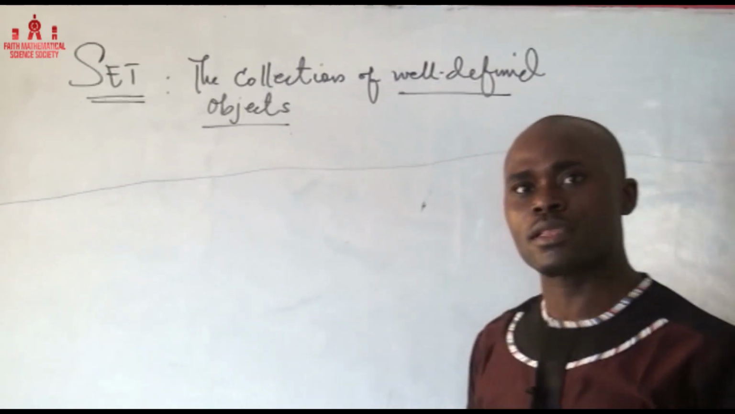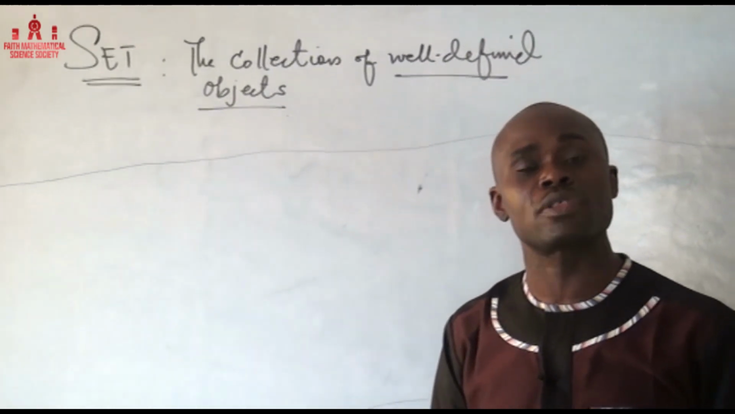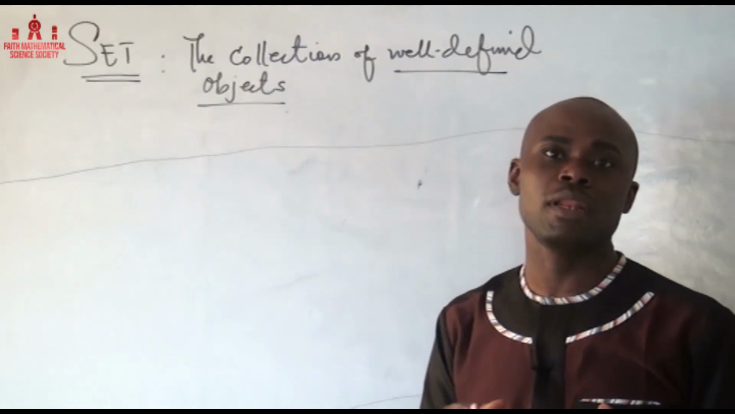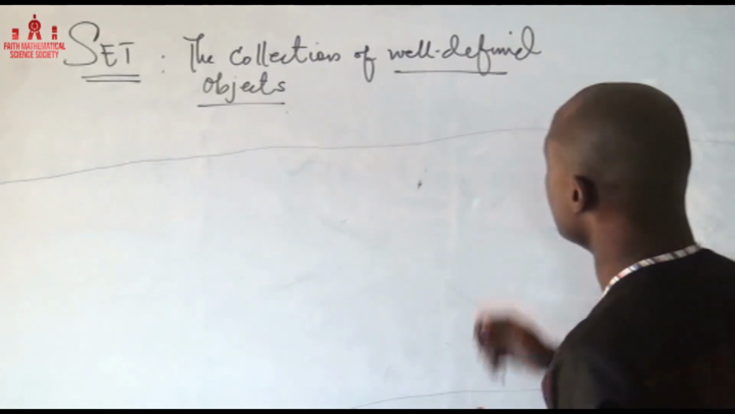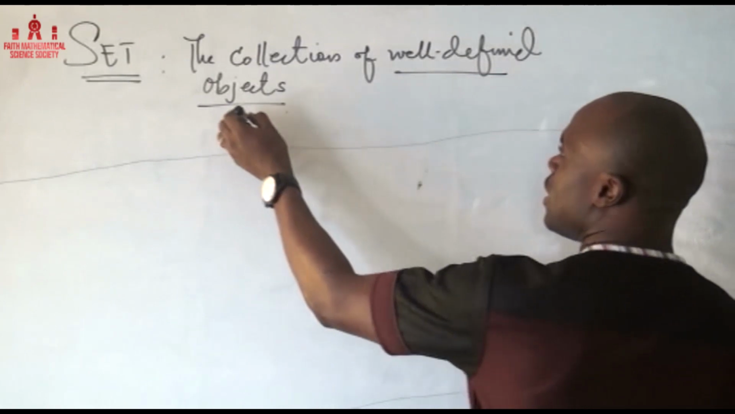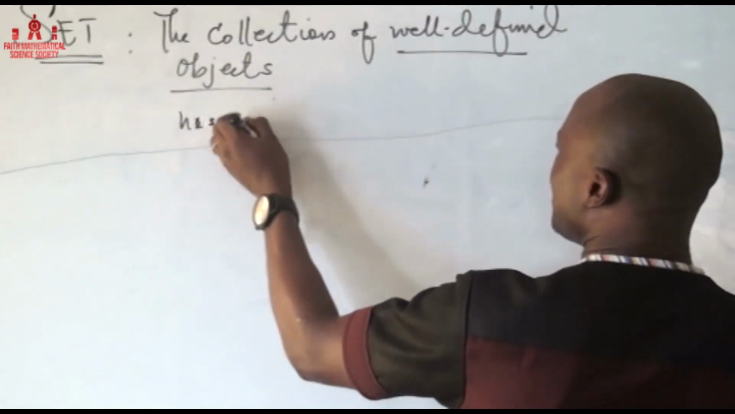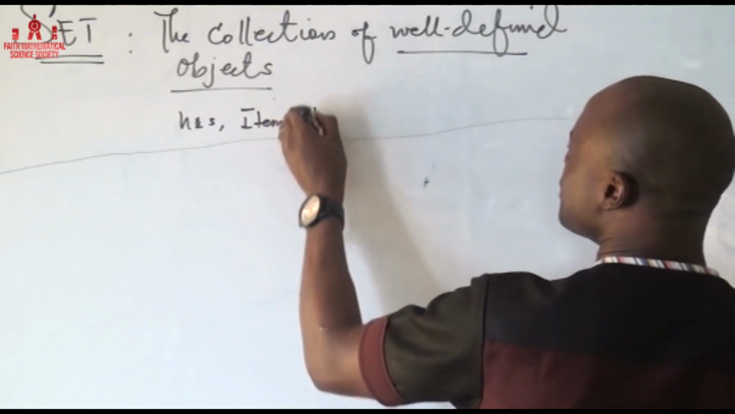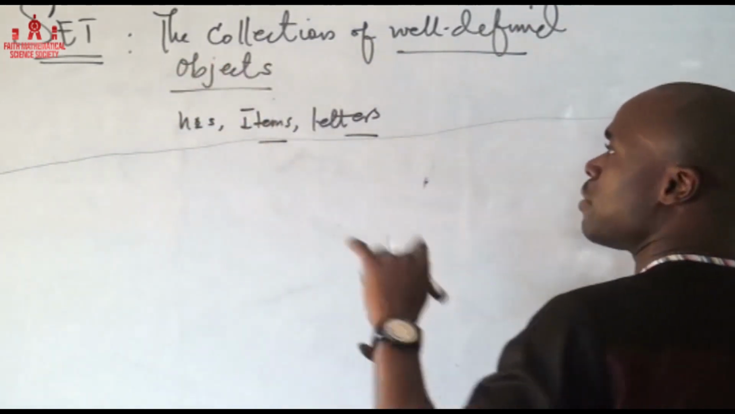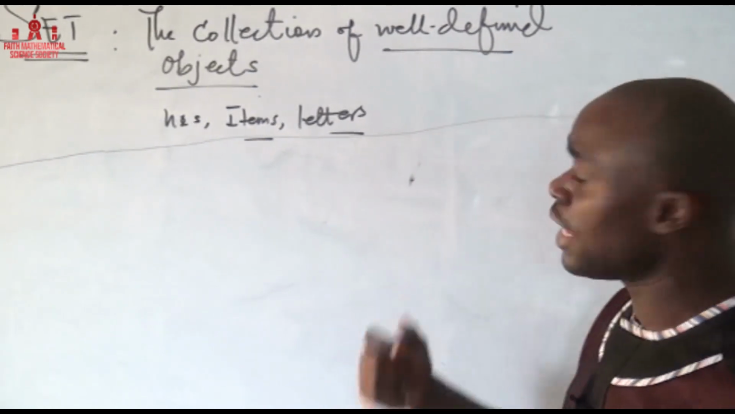In a particular set, especially when we are talking about mathematics, the objects brought together must have something similar. They must have a property that is similar among the objects. So that's why we say well-defined. The objects here can refer to numbers, items, letters, names, and whatever. So this can refer to everything, but they must be well defined, and they must have similar properties.